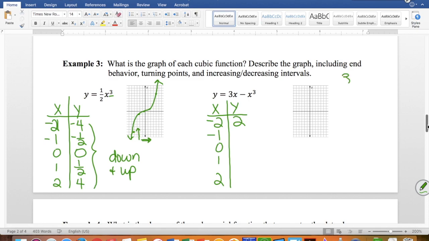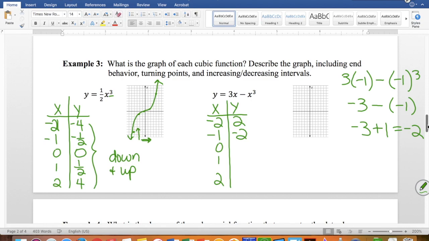So now we have 3 times negative 1 minus negative 1 cubed. You can put it in the calculator like this. As long as you put the parentheses in, you will be fine. Minus a negative 1 parentheses cubed. Okay, 3 times negative 1 is negative 3 minus a negative 1 becomes negative 3 plus 1, which equals negative 2.